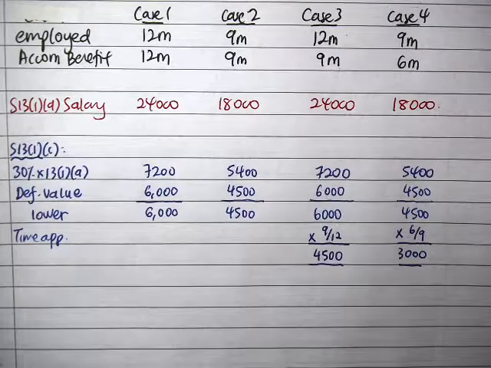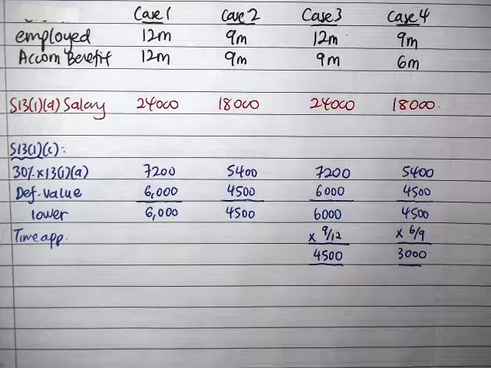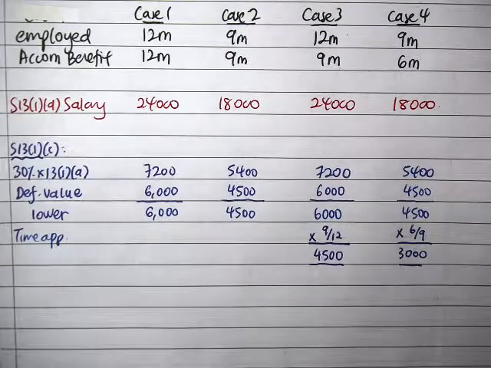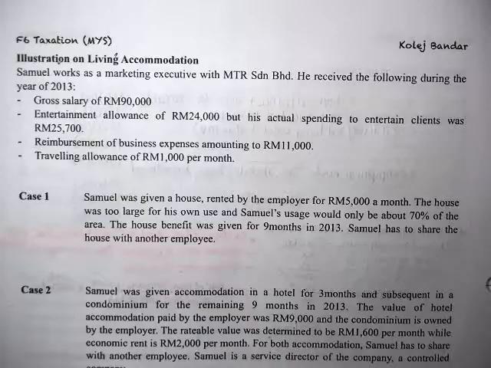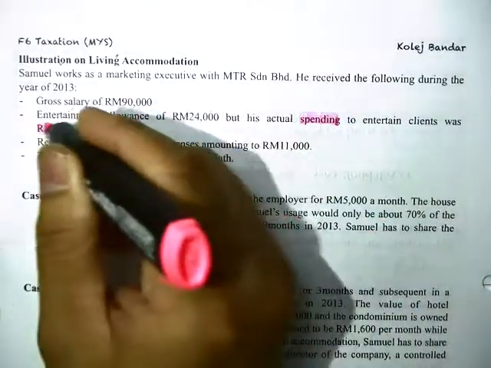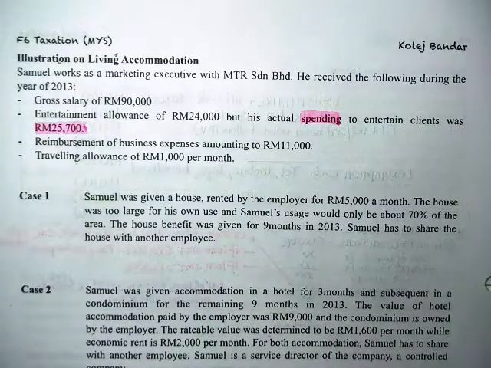Now, Samuel works as a marketing executive with MTR Sdn Bhd. He received the following for 2013. The gross salary is 90,000. Entertainment allowance is 24,000, but his actual spending to entertain clients is 25,700. Now, spending is deduction, so that one is for deduction.